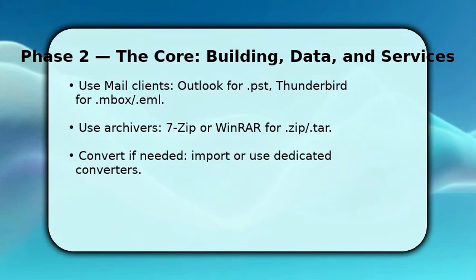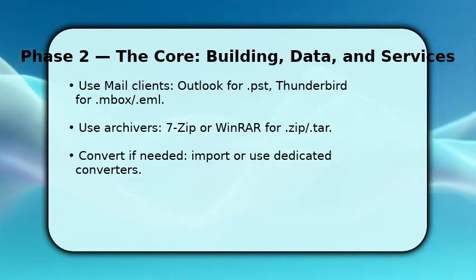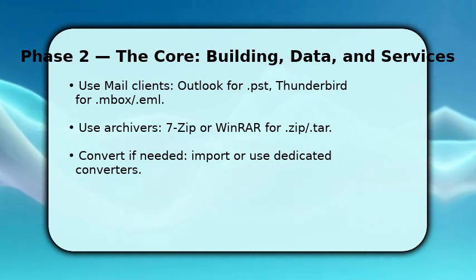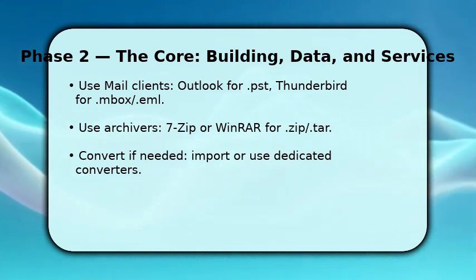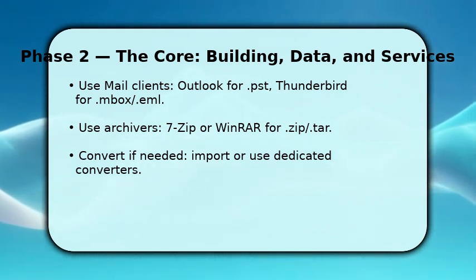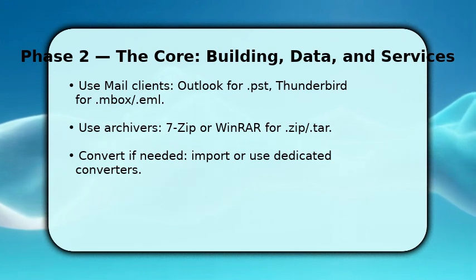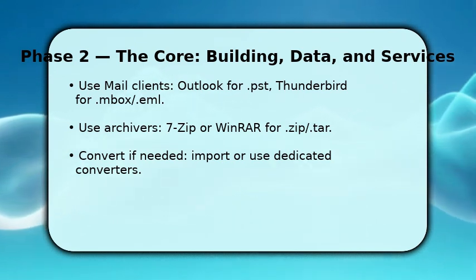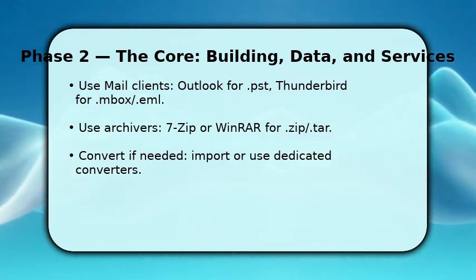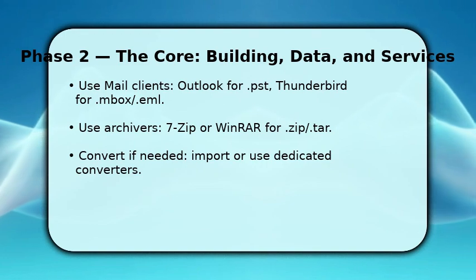Now open the archive using the right tool. This is the core action. For PST, choose Outlook and use File, Open, Outlook Data File. For MBOX or EML, use Thunderbird and import-export tools. If it's a compressed archive, extract with 7-Zip first, then point your mail client at the extracted files. If formats differ, convert using a trusted converter before importing, because direct import can corrupt folders. Make sure to keep the original copy intact as a backup throughout.